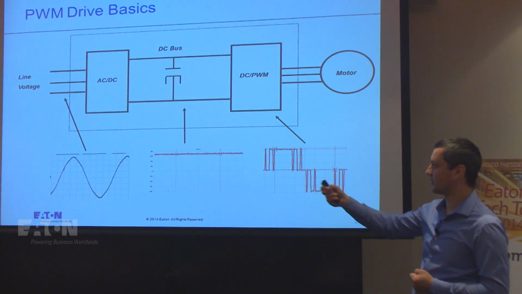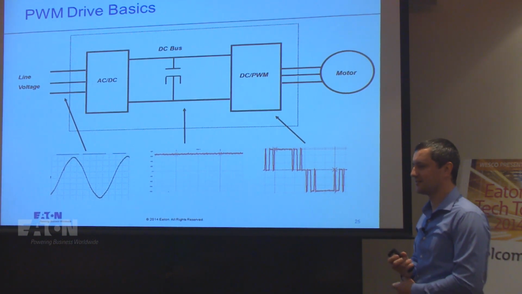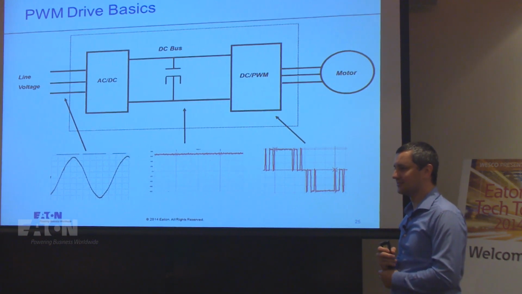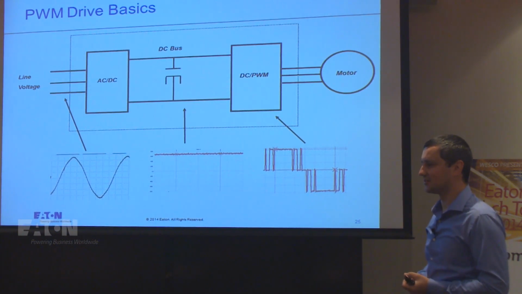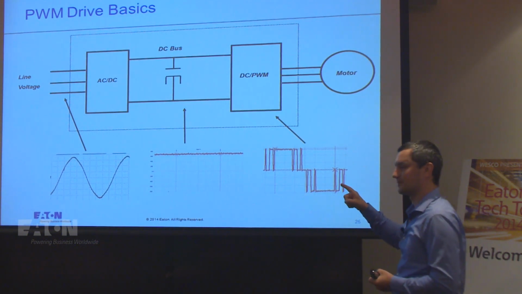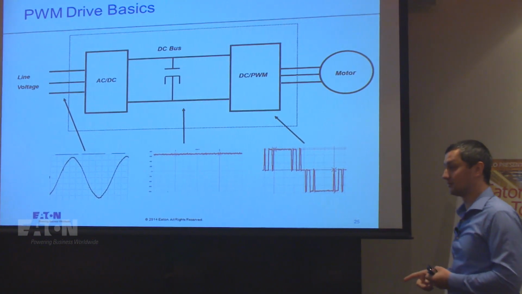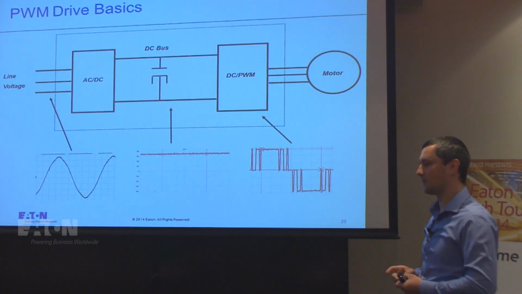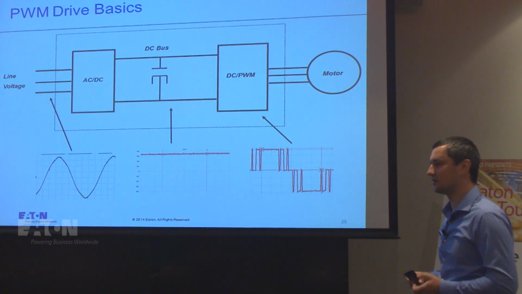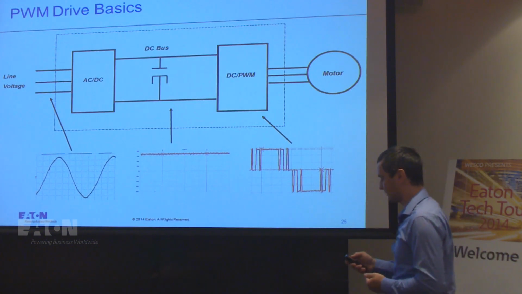Why are we converting? Why are we not taking that AC and doing something with it? We can't really change the frequency on that. So by converting that to DC and after that, through the inverter, into a pulse width modulation signal, we can play with frequency, playing with the amplitude and stuff like that.